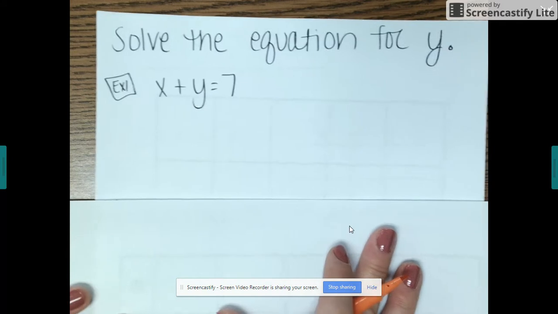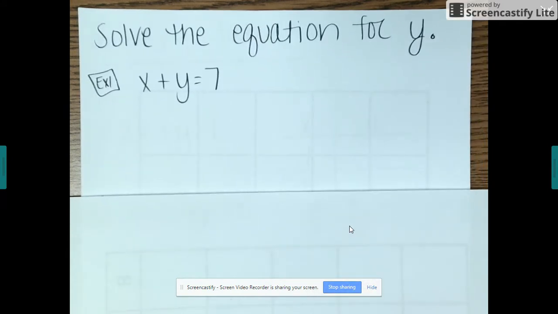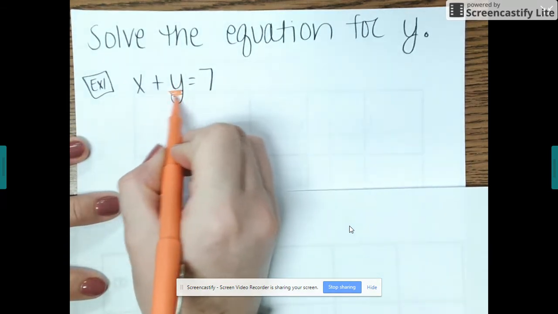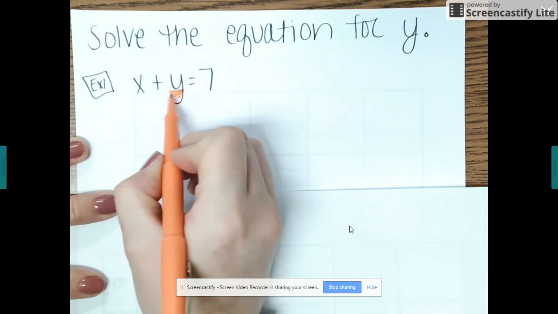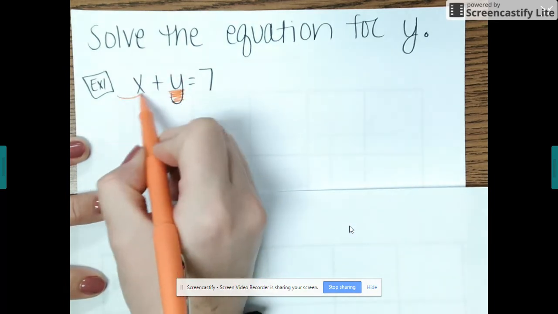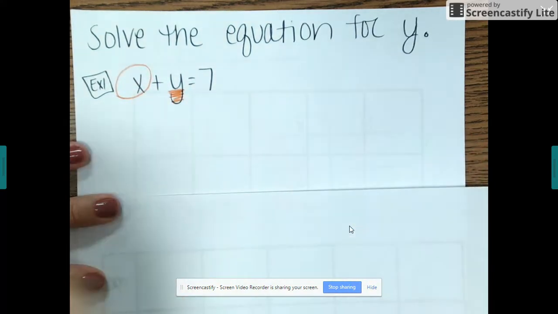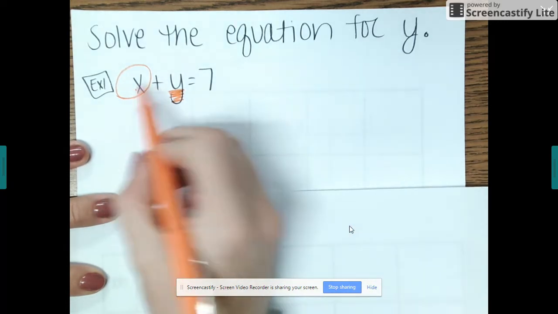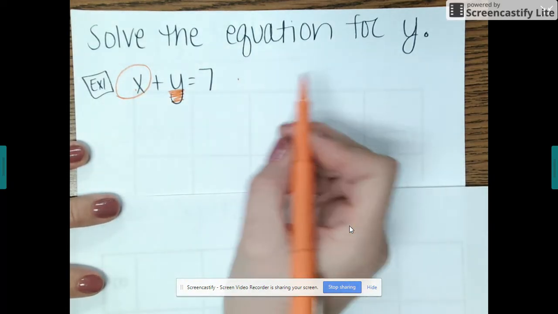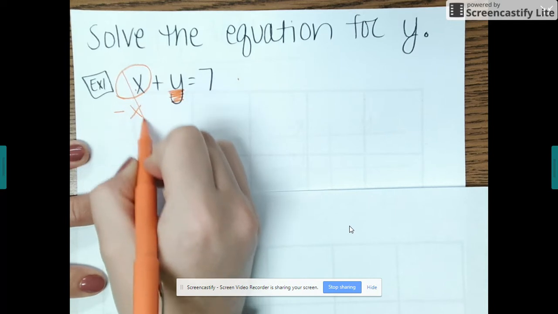All right, now we're going to solve the equation for y. This is probably the most difficult part in this section, okay? So I want y by itself. If I underline the variable that I want by itself and circle that thing that I want to get rid of, how do I get x over here? Yeah, if I subtract x.